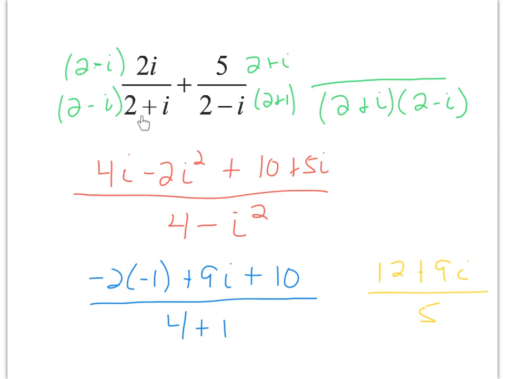On the bottom, I'm going to multiply 2 plus i times 2 minus i, which are conjugates, since it's a difference of squares. So I get 2 squared, 4, minus i squared. Up top now, I have 4i plus 5i is 9i. Negative 2i squared, of course, is negative 2 times negative 1, plus 10 still. And 4 minus i squared is minus negative 1, which is plus 1, 4 plus 1. On the bottom, I get 5. And on the top here, I now have positive 2 plus 10, which is 12, plus my 9i. And there's my final answer.